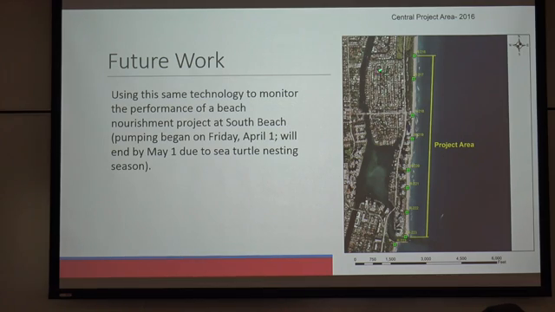So we've been going out and we flew a pre-nourishment drone flight. We collected profile data, all these little green dots here. We'll be out tomorrow morning. They've started pumping, so we're going to go and fly the drone again and capture the changes as they're pumping sand onto the beach and collect the beach profile data again.